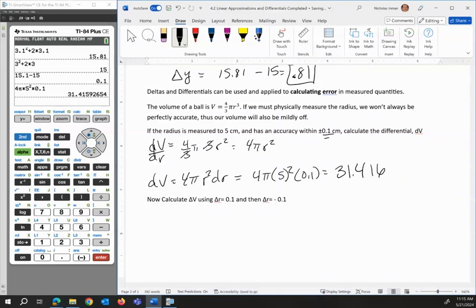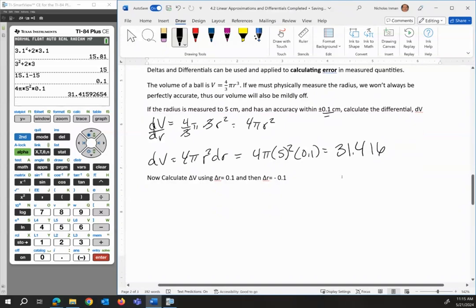All right, so by being just 0.1 centimeters off when we're measuring, we can have an error to our volume all the way up at 31. We could be off by 31 cubic centimeters based on just a 0.1 error in our measurement system. So that's a pretty big differential, okay? So let's calculate our delta, how much we truly are off if this is the situation.